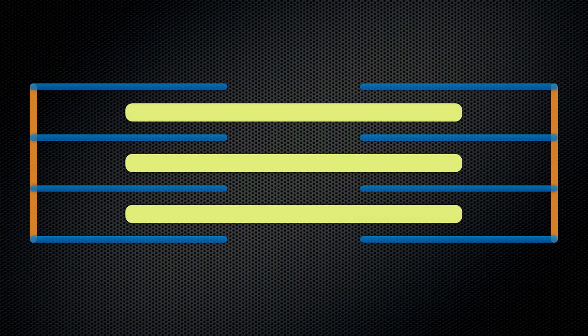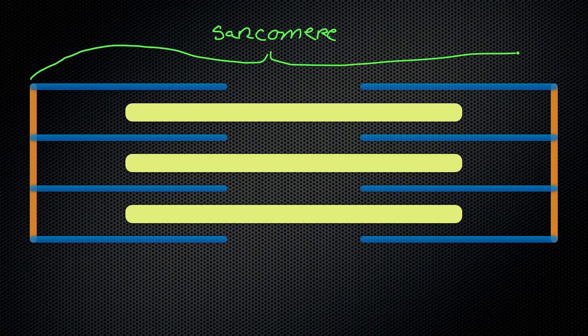Now, you can always go back to episode 42 to refresh your memory, but we said that the functional unit of contraction is called the sarcomere, and that is what we're looking at right now. This unit is one sarcomere. And we said that we had a thick filament that was called myosin, and we have a thin filament that is called actin.